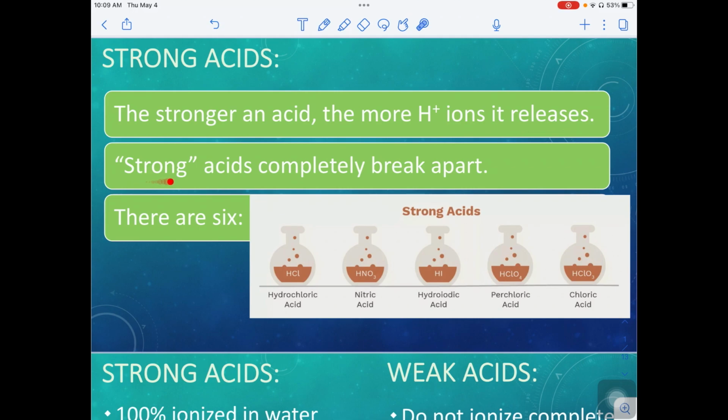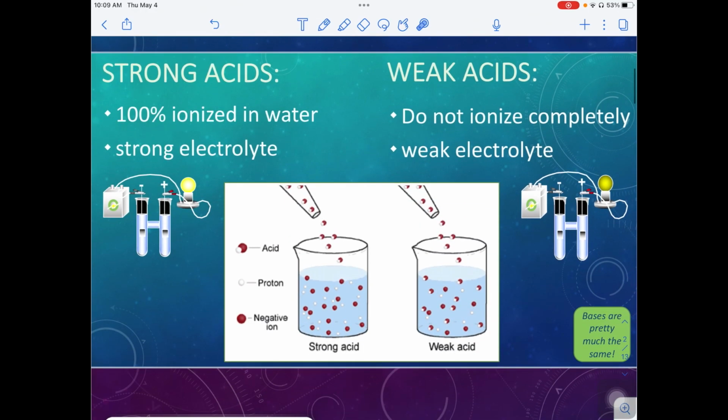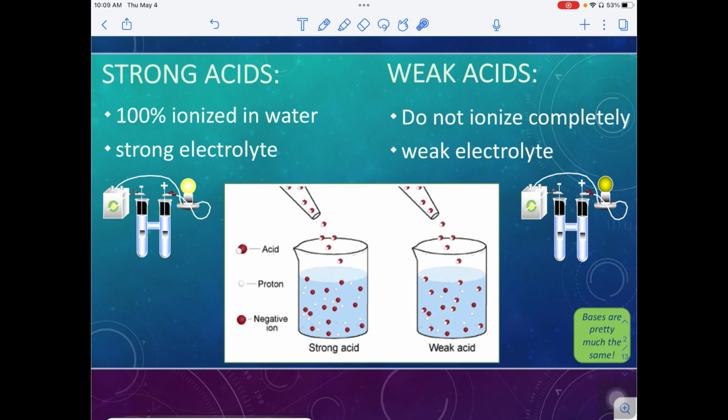But this word strong is specific to a type of acid that completely breaks apart in water. And there are 6 of them listed here: hydrochloric, nitric, hydriodic, perchloric, and chloric. But it's important to understand the difference between a strong acid and what we would call a stronger weak acid.